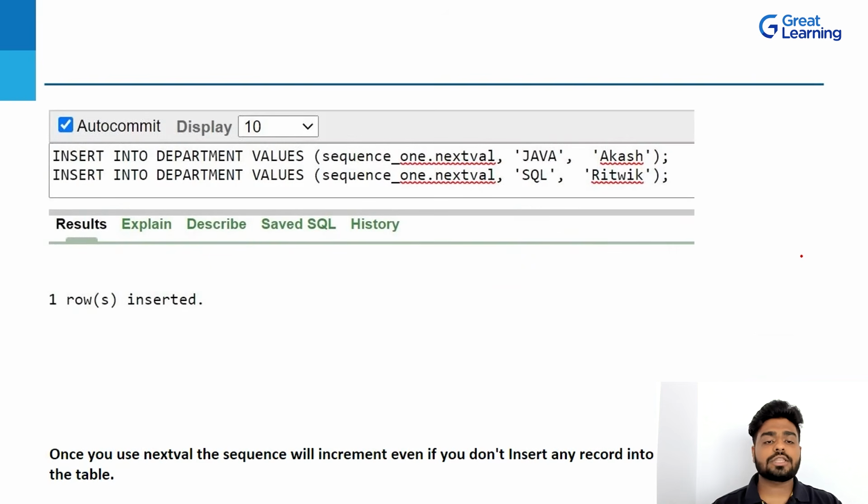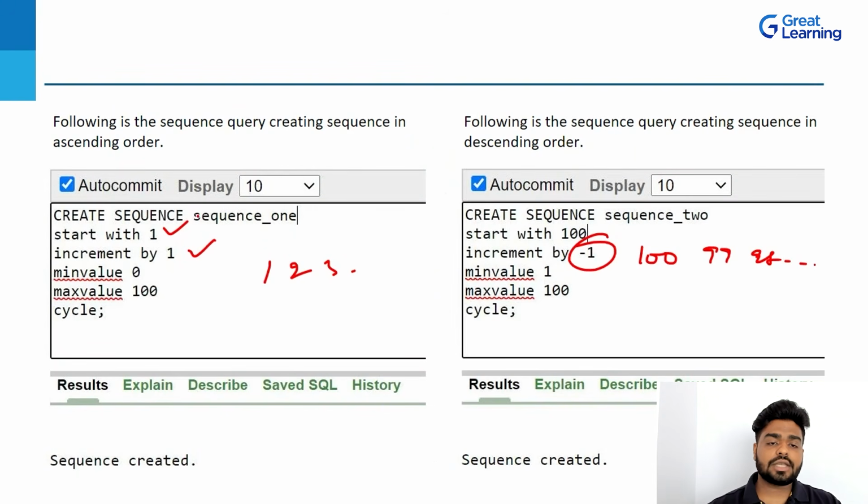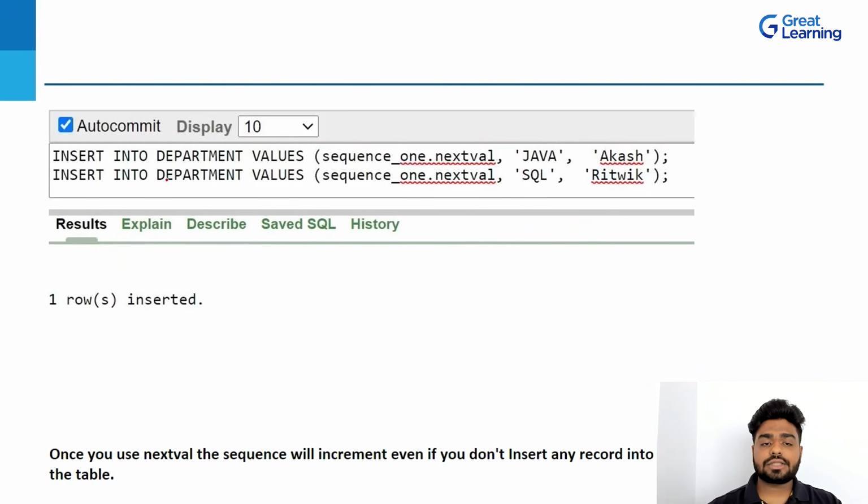Okay, coming to this particular portion. Now you can see how we can apply the sequence to my table. You can see the name of my sequence is sequence_1 and sequence_2. This is what I've given the name to my sequences. Insert into department values. When I'm inserting any value to my particular table, I'll use sequence_1 dot next val. Next val is something which gives the next value.